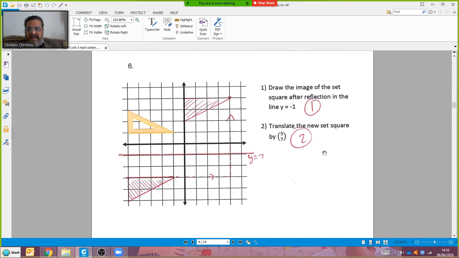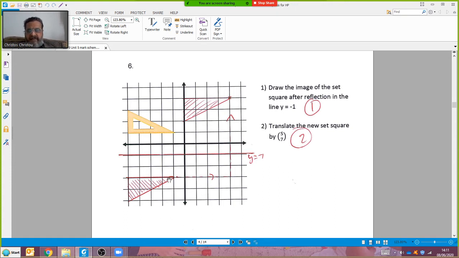Question 6, badly done. Not everyone knew what the line y equals -1 looks like. Well, there it is. Draw the image of that in the line y equals 1. So if you draw it in, your eyes have got less chance of skipping over an entire row of boxes. So that's the correct position of it. So that will get you a mark. It's a straightforward reflection. Then you've got to translate this by 5 across 7 up.